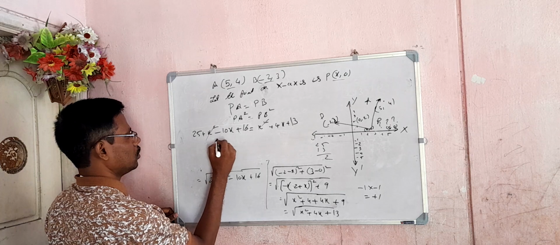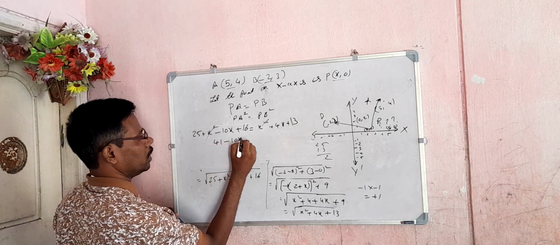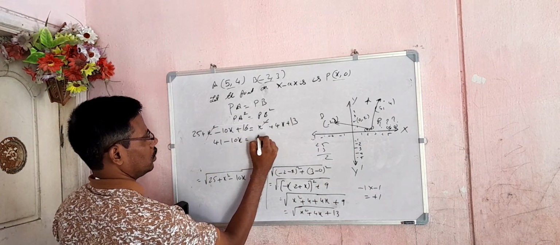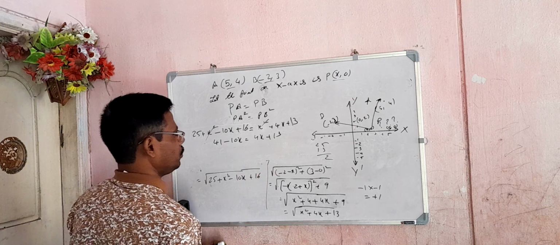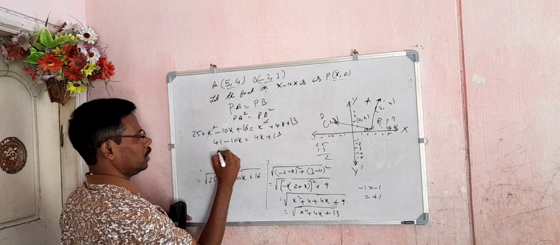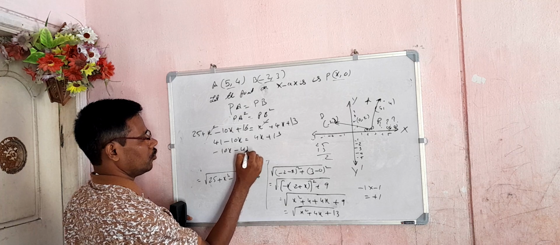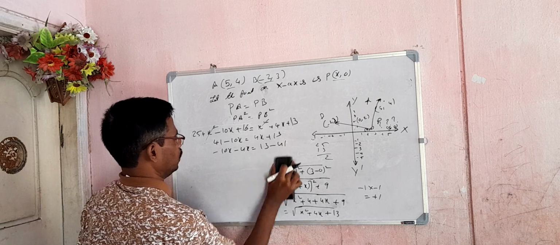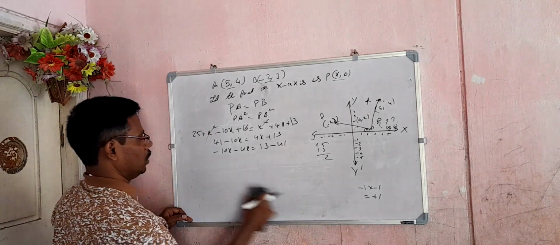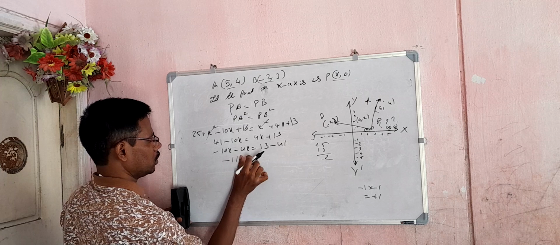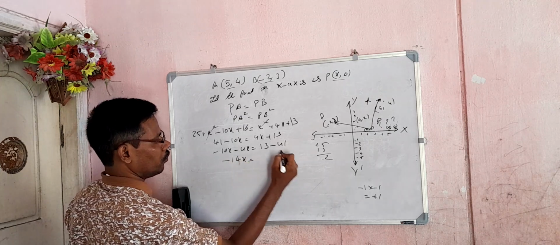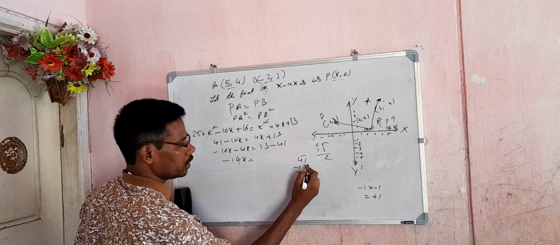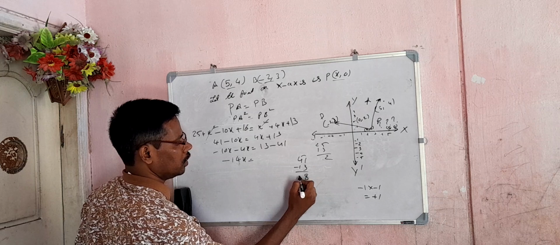25 plus 16 is what? 41 minus 10x is equal to 4x plus 13. Bring it here. Minus 10x minus 4x is equal to 13 minus 41. So minus 14x, 41 minus 13. 8, 9, 10, 11. Next.